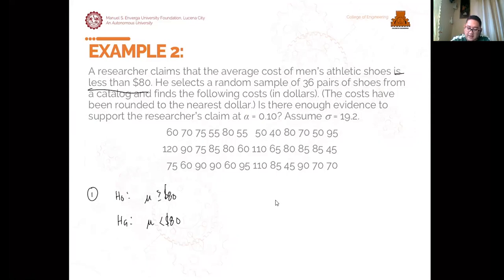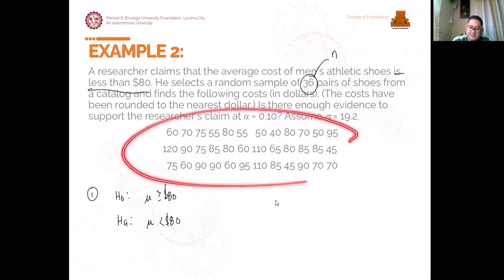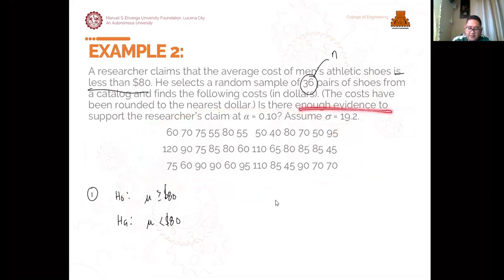Next, he selects a random sample of 36. This is our n, from a catalog, and finds the following costs. The costs are presented as ungrouped data. Is there enough evidence to support the researcher's claim at alpha equals 0.1? Assume the standard deviation is 19.2.